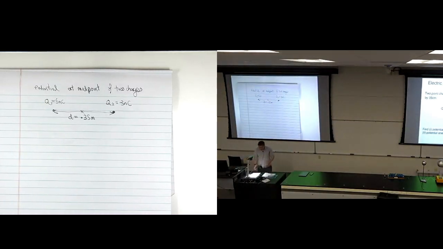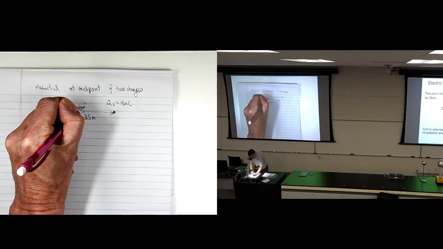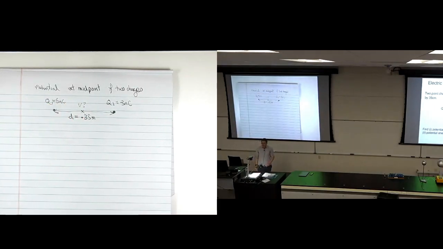So I started it here. I made the sketch of the left charge and the right-hand charge, with opposite signs. They're separated by 0.35 meters. I want to figure out what the potential, V, is at this point here.